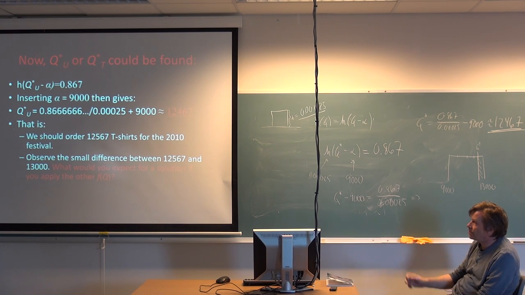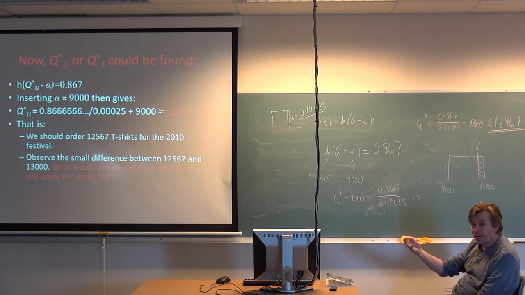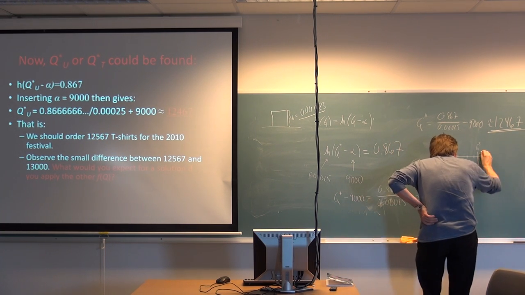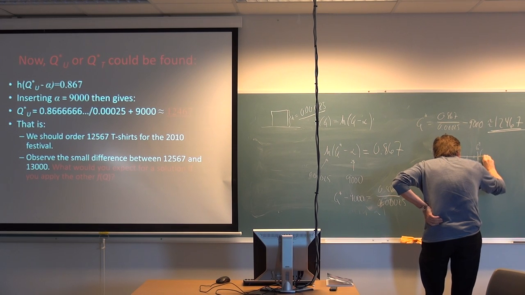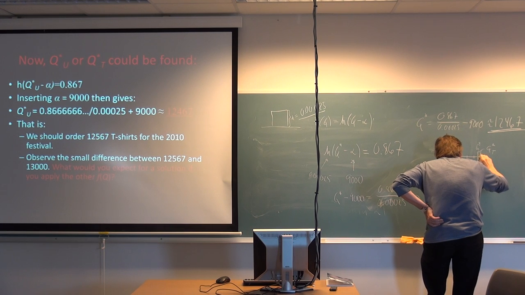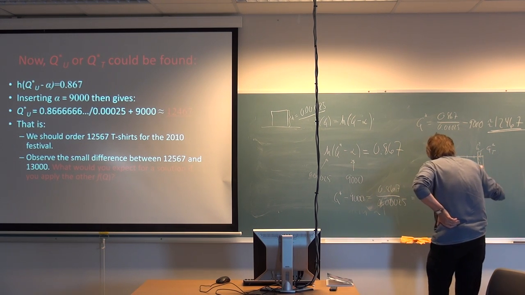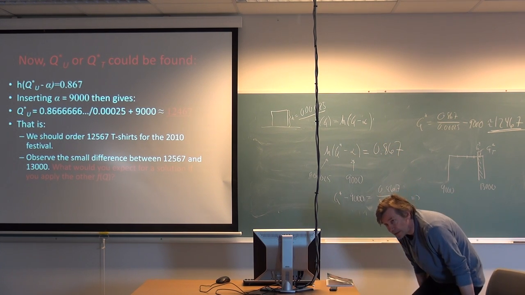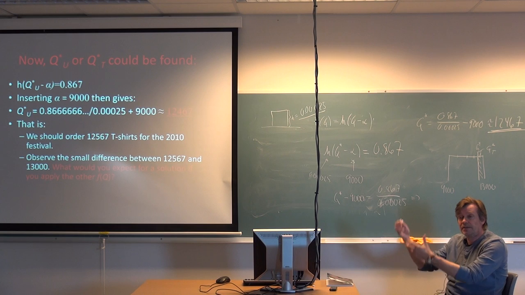What would you expect for a solution if you apply the other density? Then there's an even higher probability that you'll sell more, isn't it? So you should expect a solution to the right of this one. If you use the triangular equation, you should end up somewhere between that point and that point. So the QT should be somewhere up here, maybe even closer to 13,000 than this number, due to the fact that it's skewed to the right, so you have more probability of selling even more.